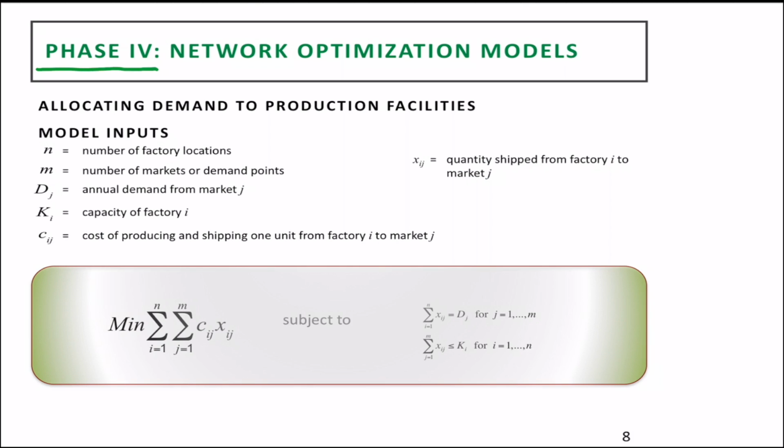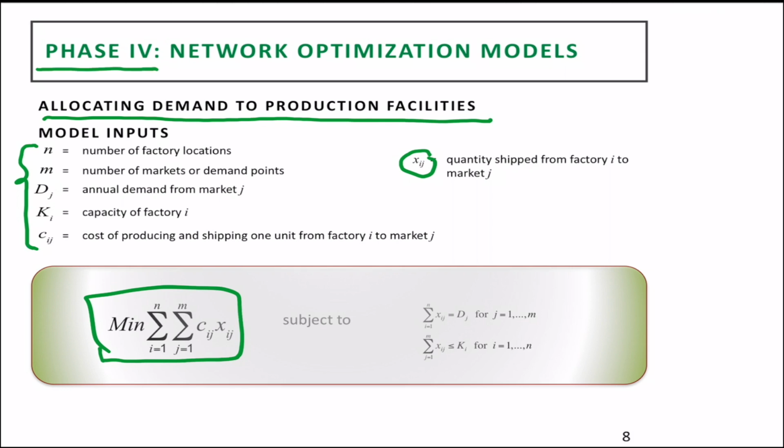So in phase 4, a manager decides on location and capacity allocation for each facility. Here we can use several examples, starting with allocating demand to production facilities. We have a set of model inputs, and then we have the decision variable Xij, which is the quantity shipped from facility or factory i to market j. The idea is to minimize the cost. This is the total cost of shipping these items, where Cij is the cost of producing and shipping one unit from factory i to market j.